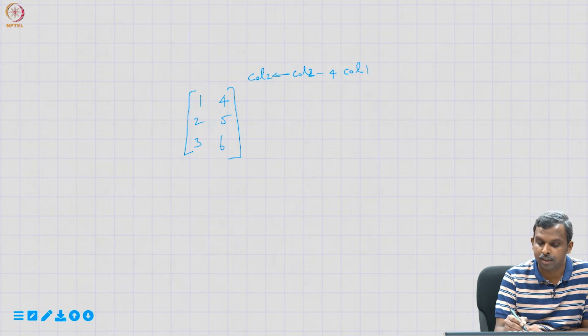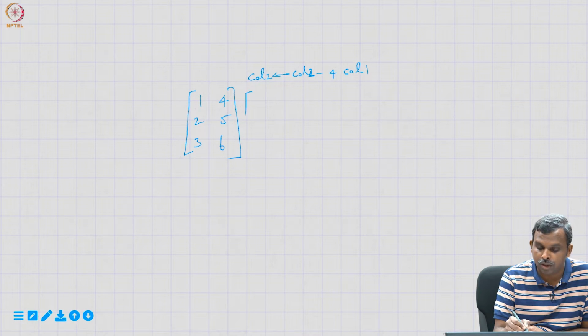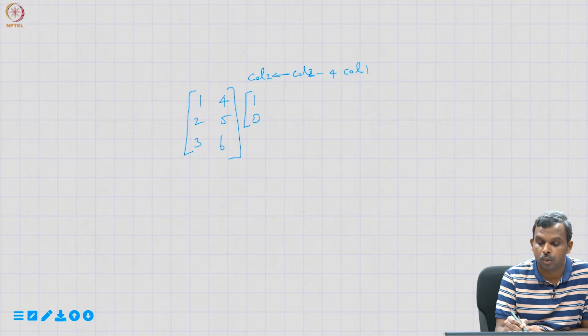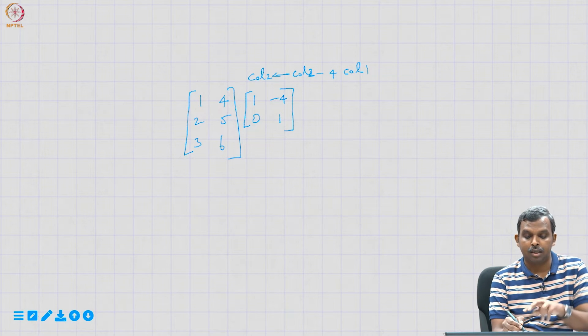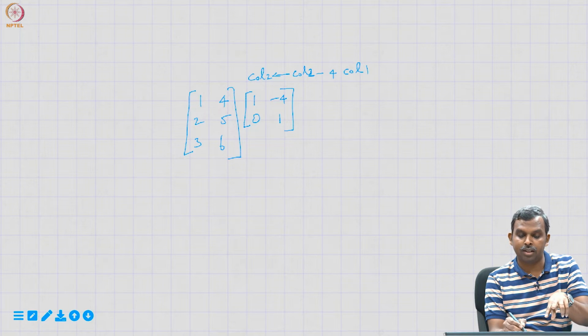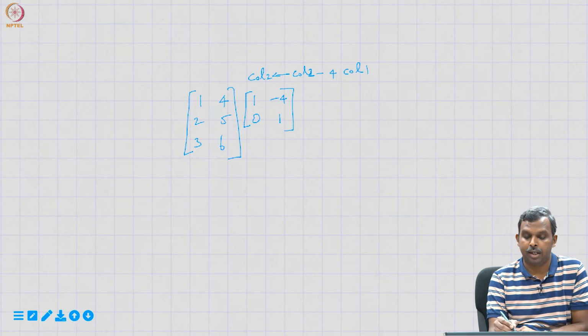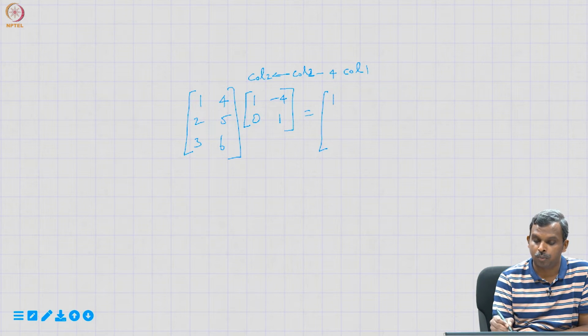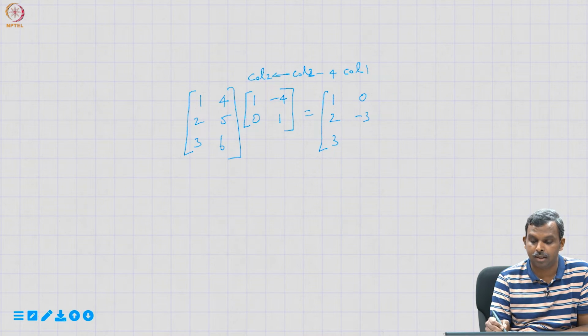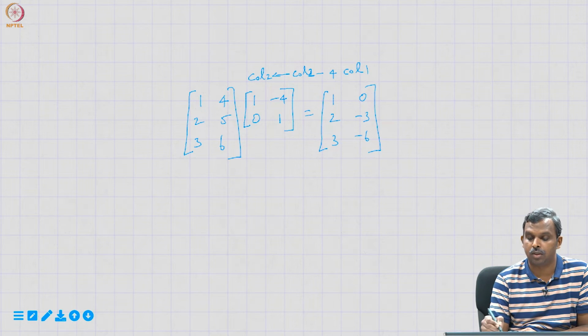Okay, you might do this. So the first column I want to retain. The second column I want to make minus 4 column 1 and 1 for column 2. Remember, every column here multiplies the columns, right? So when I want to retain the first column, I put 1, 0. When I want to multiply the first column by minus 4 and put a 1 here, I get this. So this would give you 1, 2, 3. Here I would get minus 4, so this would become 0, minus 3, minus 6. Okay, so this is what happens.